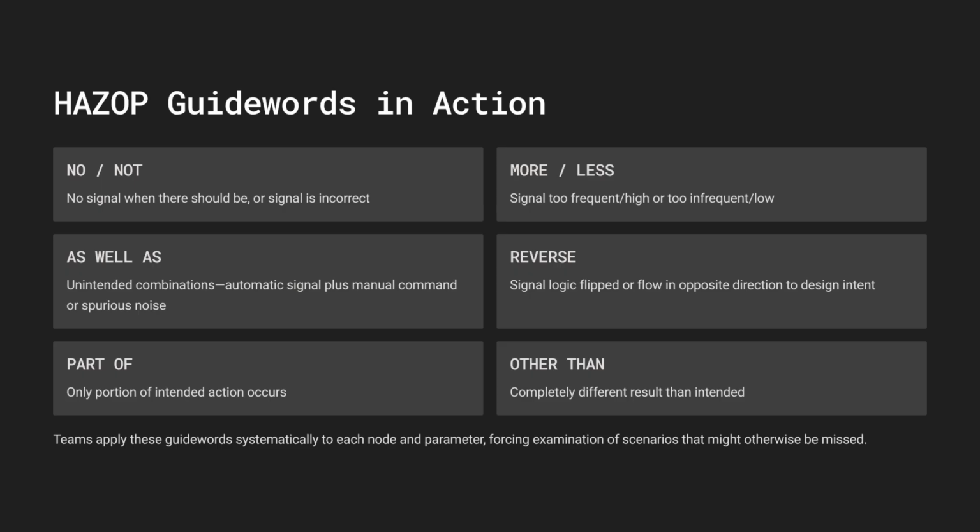Wait, let's take an example. Say a node is passing a control signal to points equipment on the track. How would you apply, say, no? Applying no to the signal parameter forces the team to consider what happens if there's no signal when there should be, or the signal is not correct? And more or less. More could mean the signal is sent too frequently or its value is too high. And less could mean it's too infrequent or the value is too low.